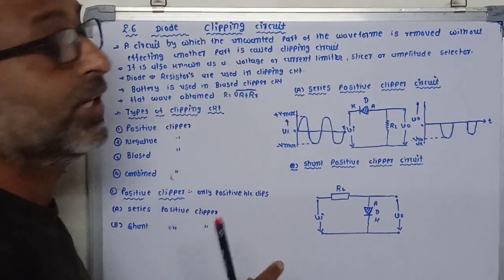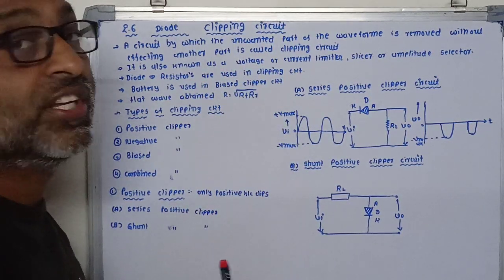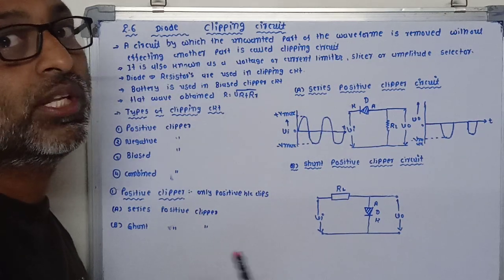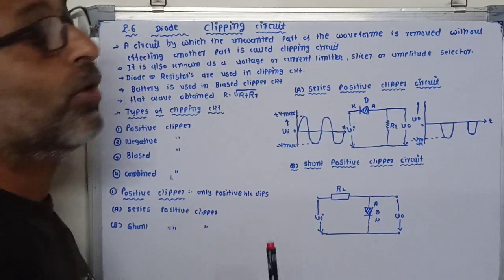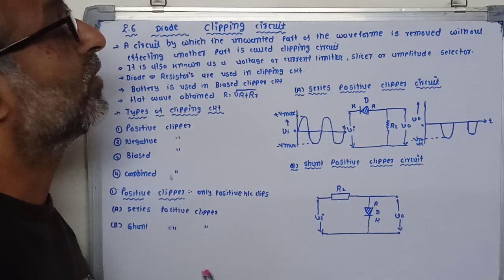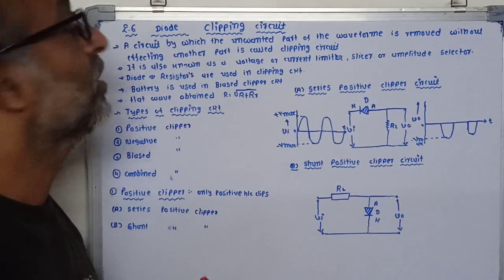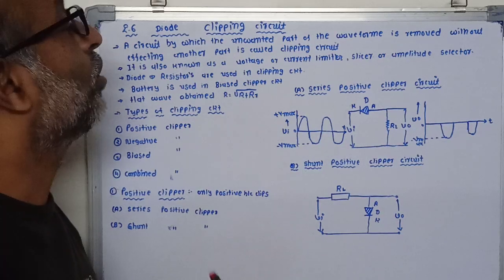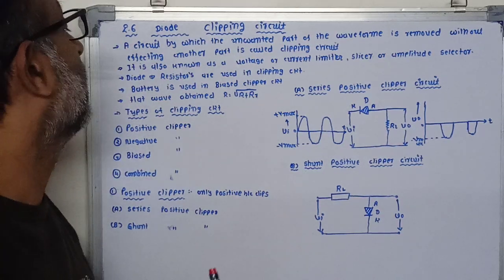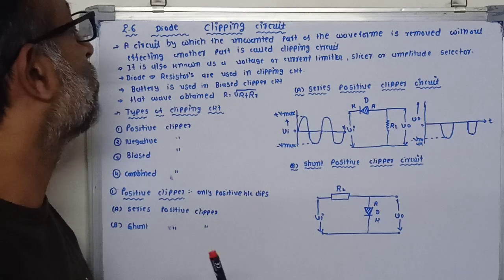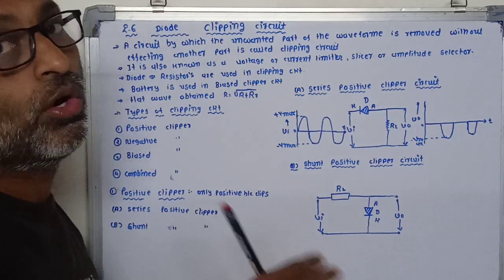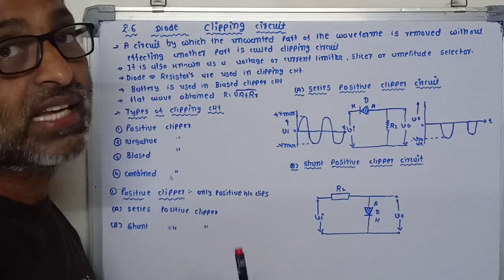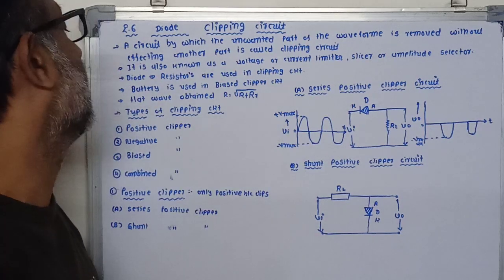Diode clipping circuit. A circuit by which the unwanted part or portion of the waveform is removed or cut without affecting the remaining part or portion is called a clipping circuit. This clipping circuit is also known as a voltage or current limiter, slicer, or amplitude selector.